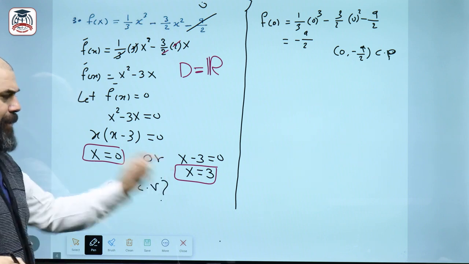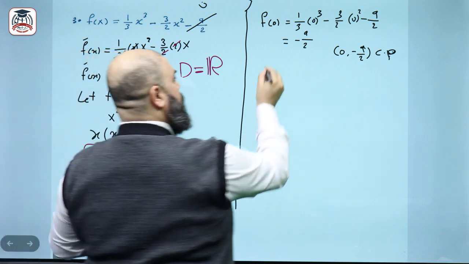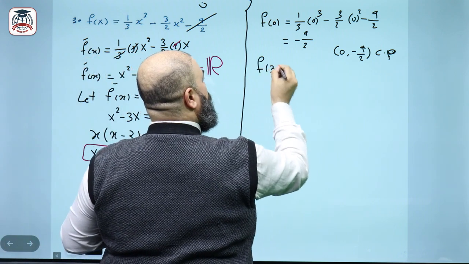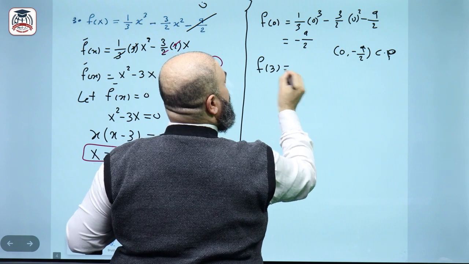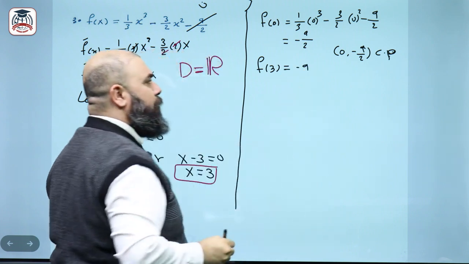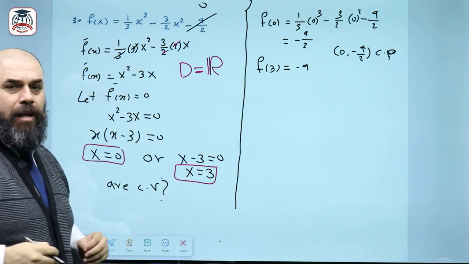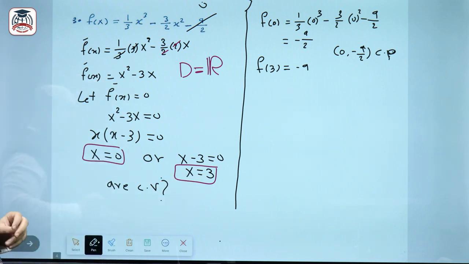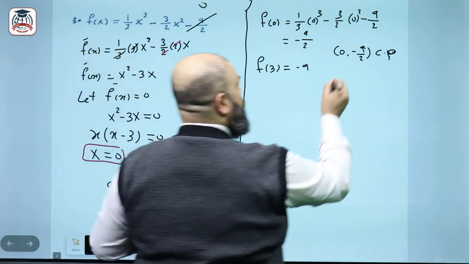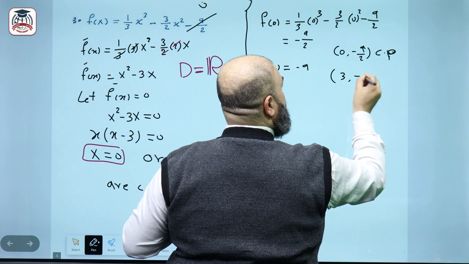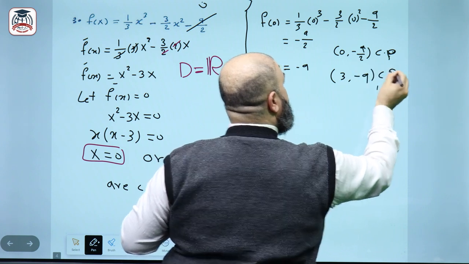Okay? Replace 3 in the function, f of 3. We get negative 9. You can calculate this value by using a calculator. It's easy and faster. F of 3 is negative 9. (3, negative 9) is a critical point.